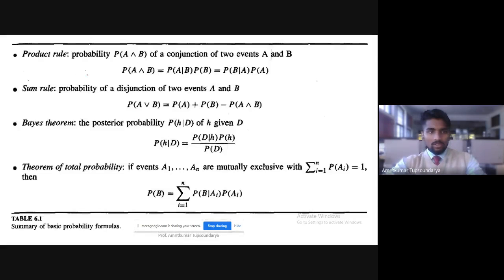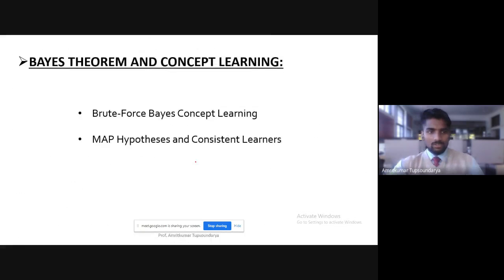At the end we discussed four basic probability rules: the product rule, the sum rule, Bayes theorem itself, and the theorem of total probability. You must already be aware of the product rule and the sum rule, but Bayes theorem and the theorem of total probability are new to you, and these two formulas will be used for various derivations and understanding problems. So with this, let's start today's lecture.